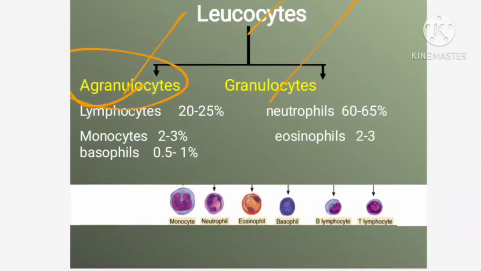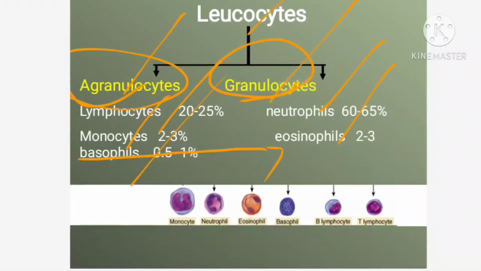Agranulocytes, when you are seeing, they are of three types. What are they? Lymphocytes, monocytes, okay, lymphocytes and monocytes only. Basophil, you have to bring it this side. Okay. So, granulocytes, when you are seeing, they are neutrophils, eosinophils and basophils. Okay. So, neutrophils, eosinophils, which can also be called acidophils, and basophils are granulocytes.